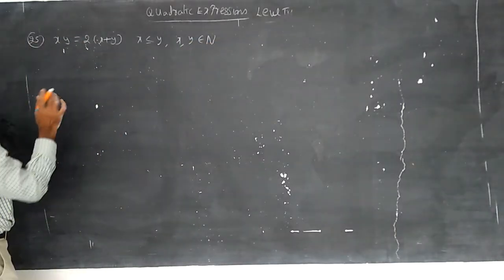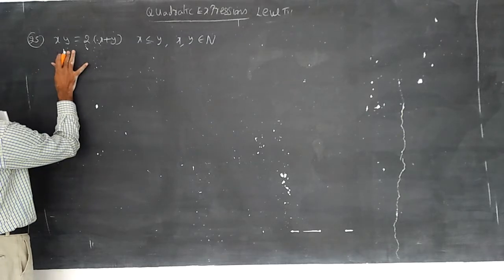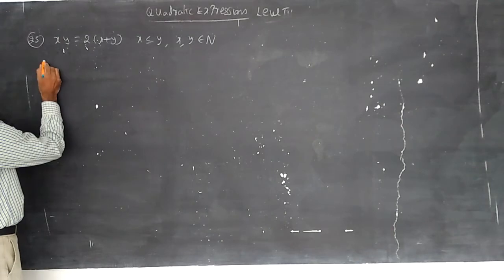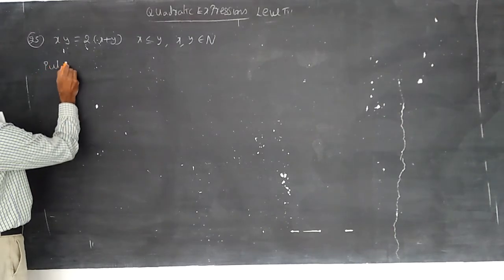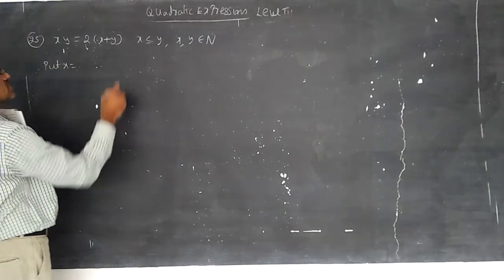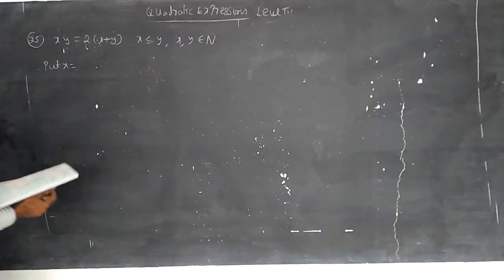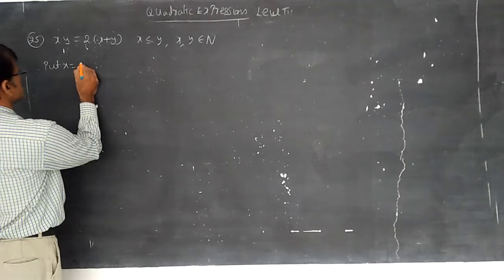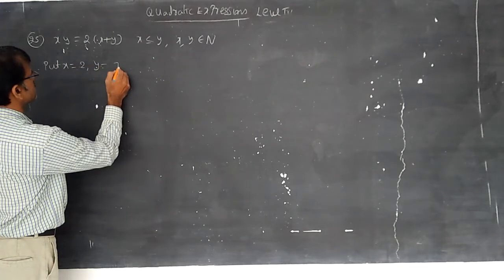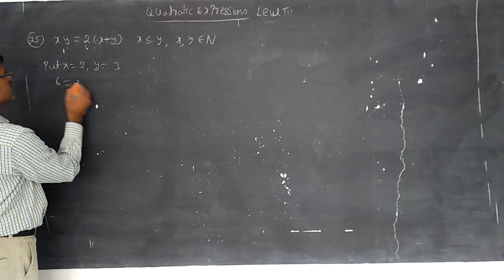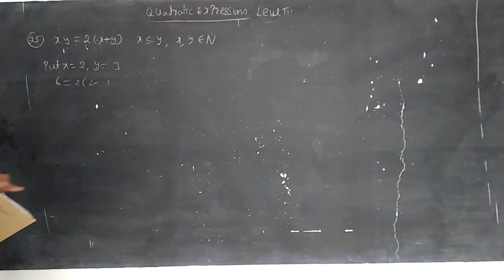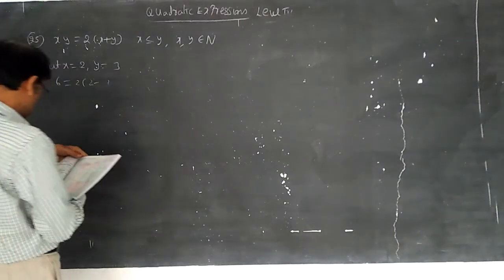Let us consider 2 into 3 concept. 2 into 3 into (2 plus 3) is not possible. So put x less than or equal to y. If you take 2, it is not possible. Take x is equal to 2, y is equal to 3: 6 is equal to 2 into (3 plus 3) is not possible. So like that, we can substitute whatever natural numbers.